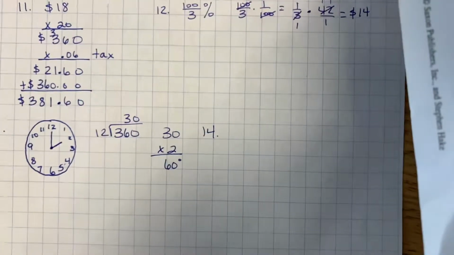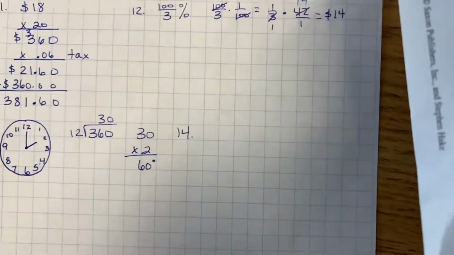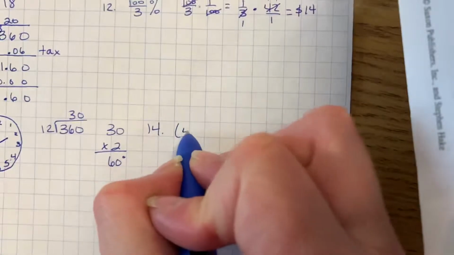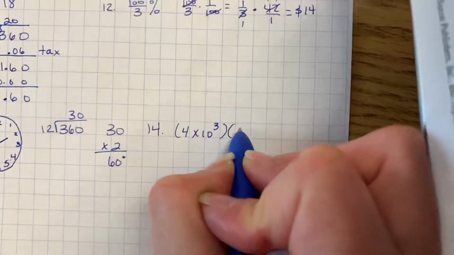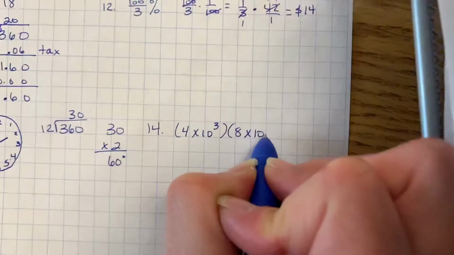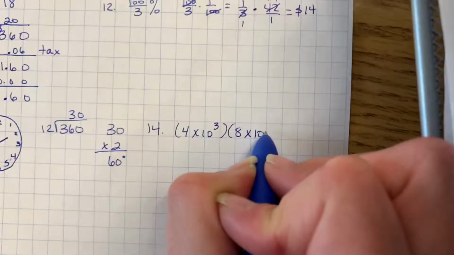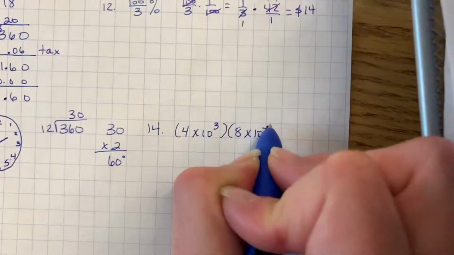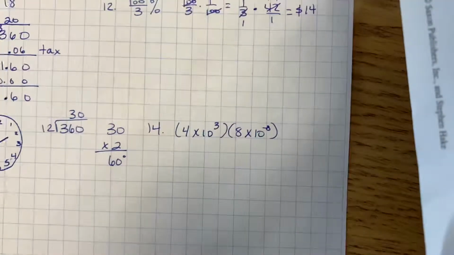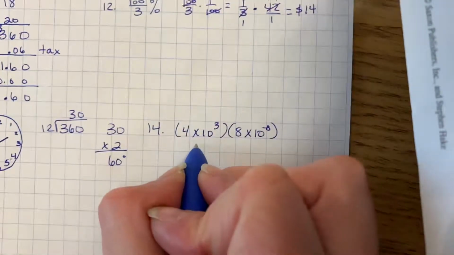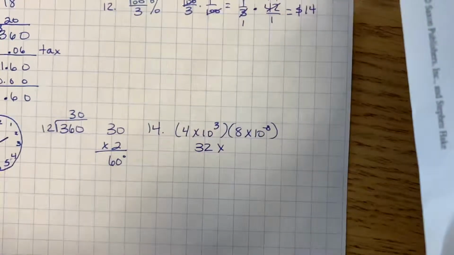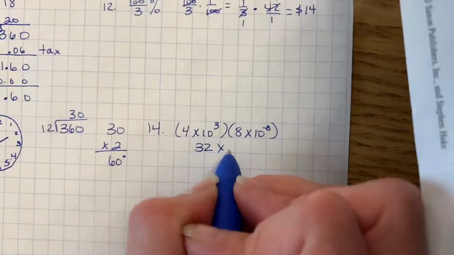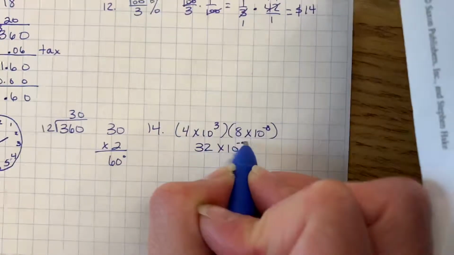14 says multiply and write the product in scientific notation. We have 4 times 10 to the third times 8 times 10 to the negative 8, sorry. All right, we're going to multiply 4 times 8, which is 32. And then the 10 to the third times 10 to the negative 8, we just add the exponents and we get 10 to the negative 5th.